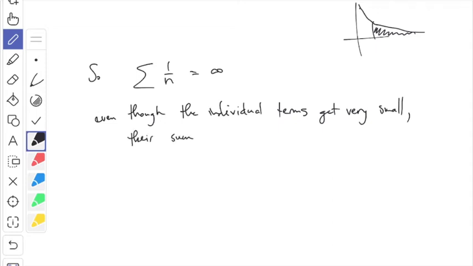This is weird. Let me just say their sum still diverges. All right? Strange but true fact. It can happen. Even though the individual terms get very small, the sum diverges. What that means is, if you know the individual terms are getting small, it doesn't mean you can conclude that the sum converges or diverges.